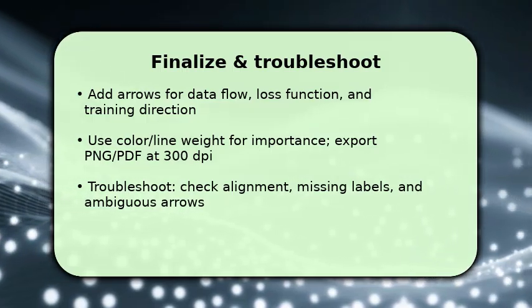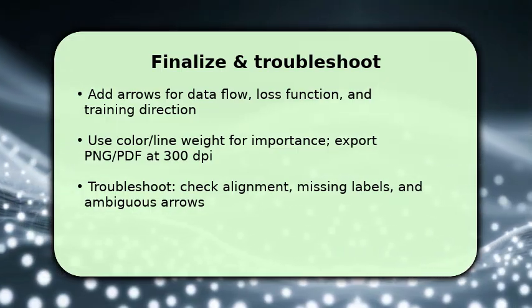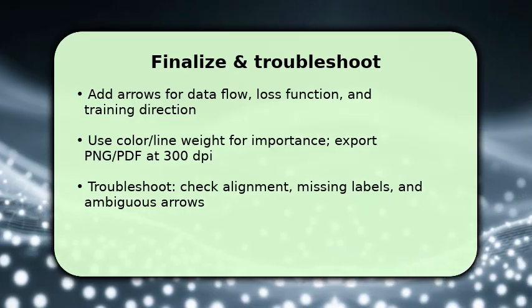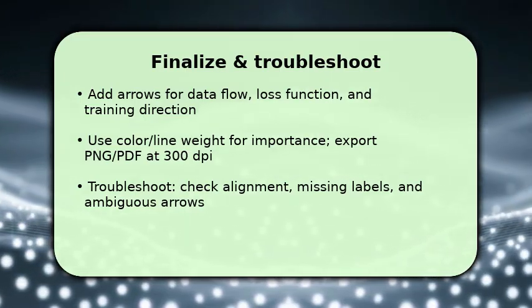If things go wrong, misalignment, missing labels, or confusing arrows, reopen the sketch, realign columns, and add or simplify labels so the diagram immediately communicates the intended architecture.